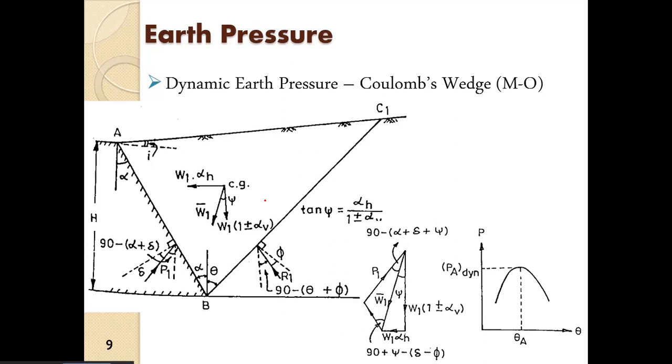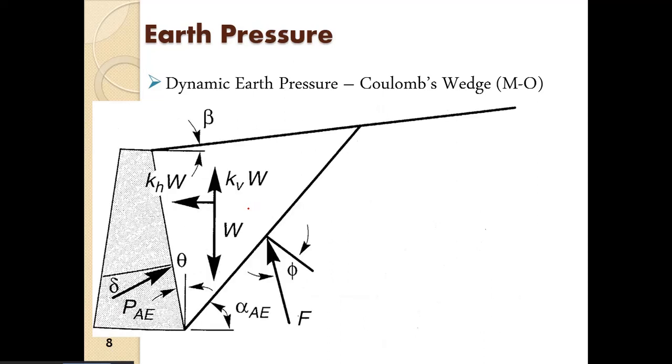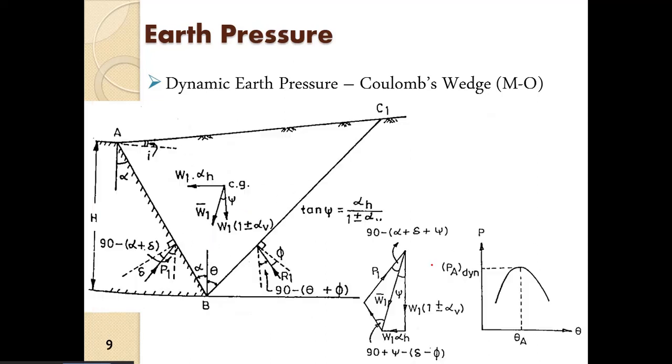Here, what we have done is we have assumed the forces on the force polygon. The same thing we can do is add to the resultant of the weight of the wedge. We find out the weight of the wedge, and we can see that for different values of theta, we will have an increasing and then a decreasing pattern. So we take the maximum earth pressure.